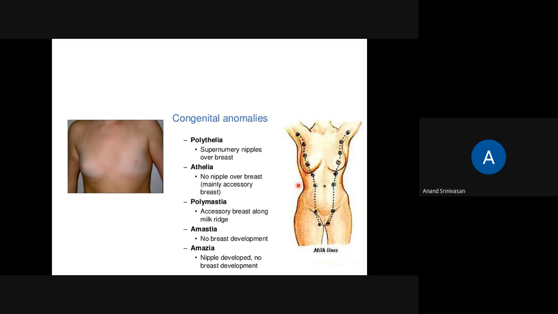All right, these are some of the abnormalities: polythelia, athelia, polymastia, amastia, and amazia. What are these? Polythelia. Thelia means nipple, so supernumerary nipples, the other name is polythelia. If there are no nipples, it's called athelia. More than one breast, accessory breasts, polymastia. If there are no breasts, amastia. If there are no nipples and no breasts, amazia. So different terminologies for each one of them. Poly means many, and a means it's absent.